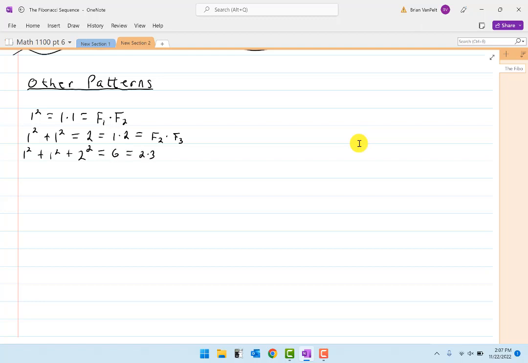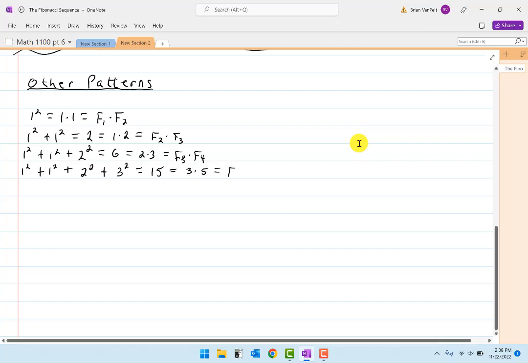But that's 2 times 3, which is F3 times F4. So on the left, what I'm doing is adding up the squares of the Fibonacci numbers. The next Fibonacci number was 3. So here I'm going to get a total of 15, which is 3 times 5. That's F4 times F5.